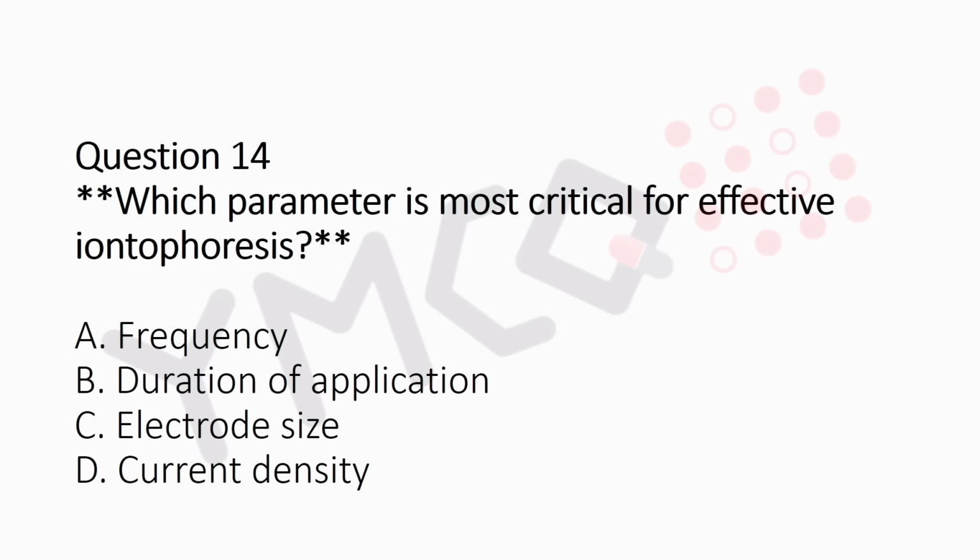Which parameter is most critical for effective iontophoresis? Option A, frequency. Option B, duration of application. Option C, electrode size. Option D, current density. And the answer is option D, current density. Now let's move to question number 15.